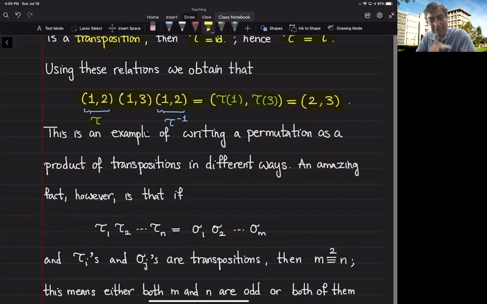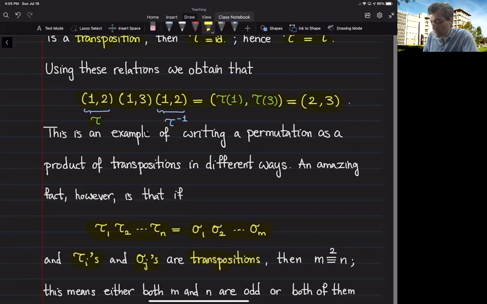Nevertheless, there is this amazing fact which says that if you end up writing a permutation as a product of transpositions in 2 different ways, let's say you write it as a product of tau sub i's, where the tau sub i's are transpositions, and you also managed to write it as a product of other transpositions, let's call them sigma sub i's. So both the tau sub i's and the sigma sub i's are transpositions.